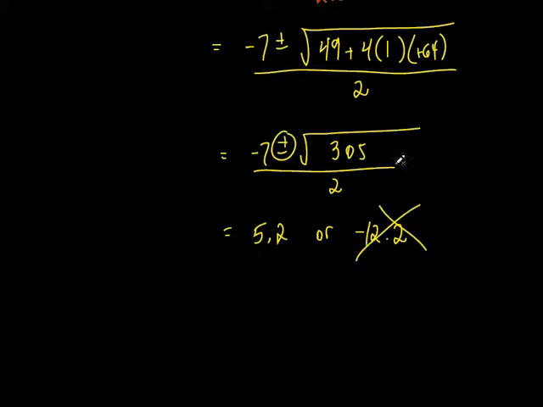So even though your math came out to that, when you do this in Algebra 2, that's going to be one of your answers. But in geometry, when you're actually finding the length of a line segment, you're not going to use the negative one. You just use the positive one. So x is equal to 5.2.